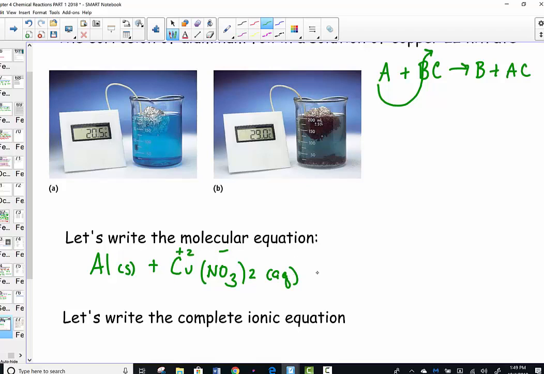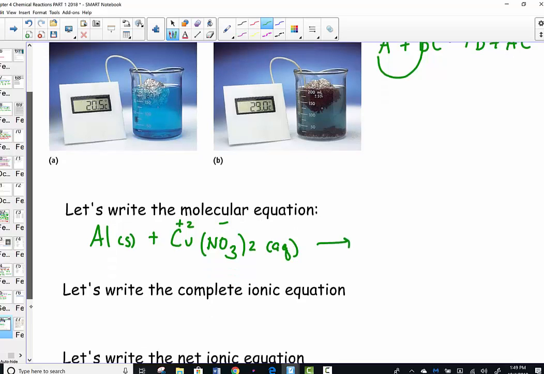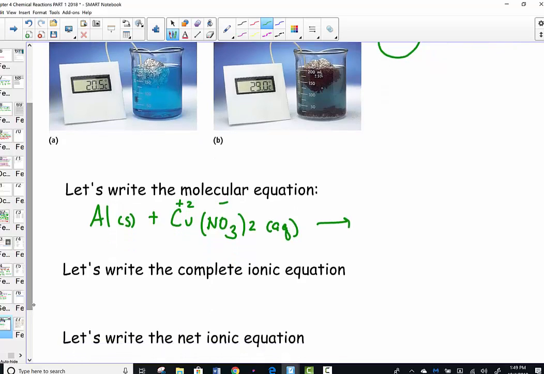We have an element reacting with a compound. The pattern is a single replacement, single displacement, single exchange, whatever you want to call it. We can see as time goes by, evidence of a chemical change. That actually is a thermometer. On the left side, the digital readout is 20.5, and on the right, it's 29 degrees Celsius. So heat is being released.